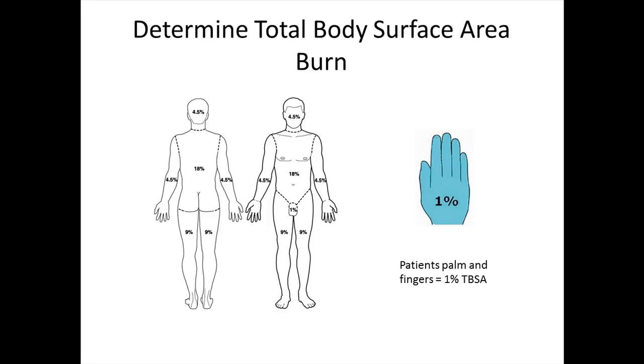We also need to determine their total body surface area involved. You can use the rule of nines, which is a way to determine the body size. So in the rule of nines, a right arm, for example, if it were burned all the way around from the top to the bottom and all the way around, would be 9% of that patient's body. If the right leg in the front, or the anterior surface, was burned, that would be another 9%. So that patient would have an 18% burn.